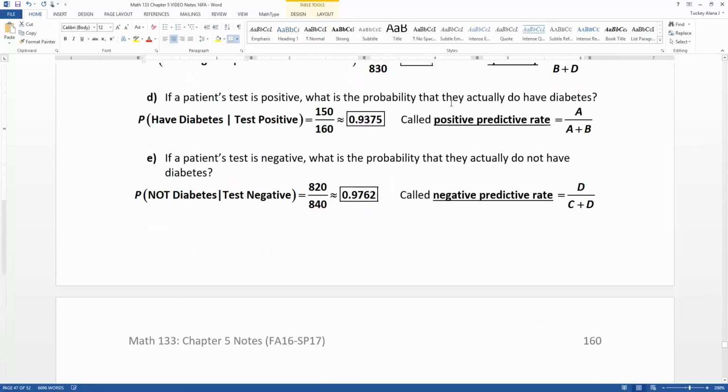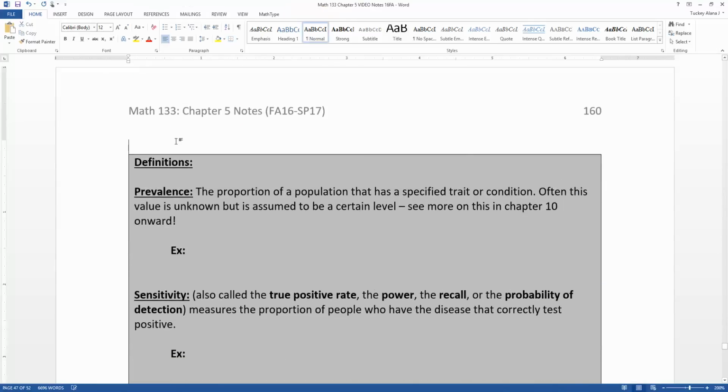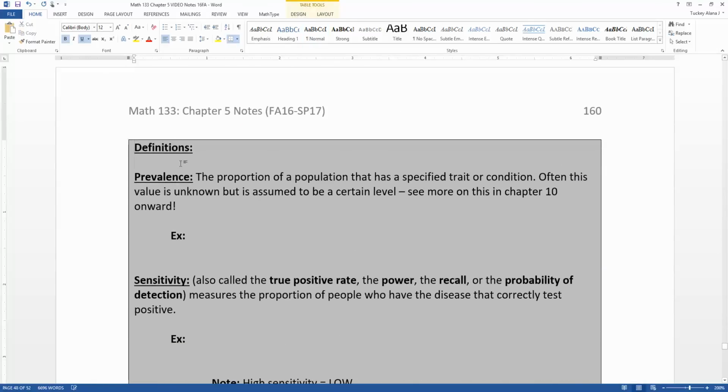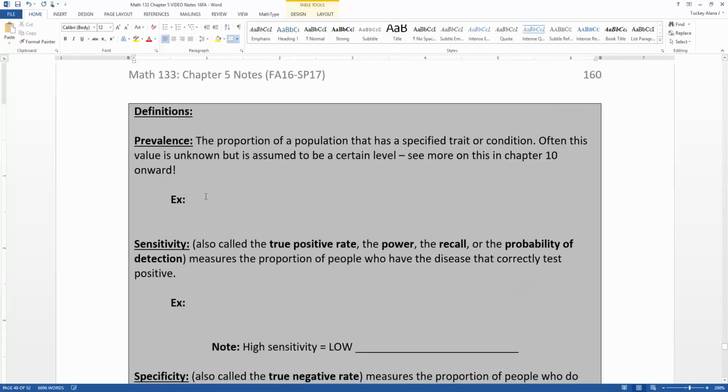So let's put these all together into a big definitions box. All right, so we have a couple things. First thing we need to know is something called the prevalence or the prevalence rate. It's the proportion of the population that has a specific characteristic. This value is often unknown, but once we hit chapter 9 and 10, we're going to start assuming it's a certain value, and we'll learn more about that later.